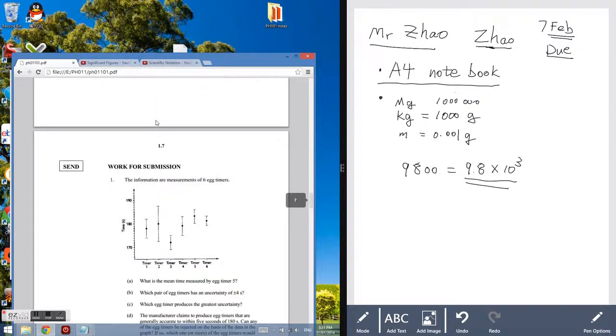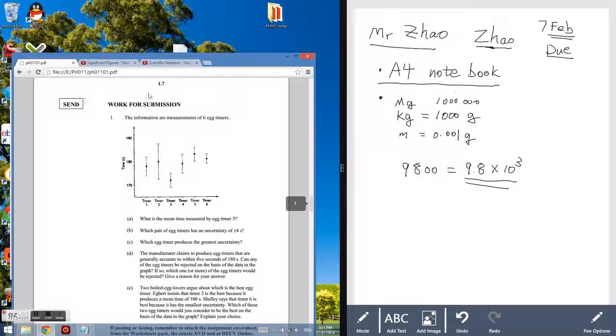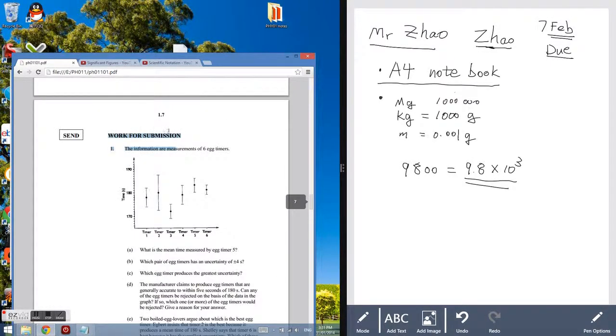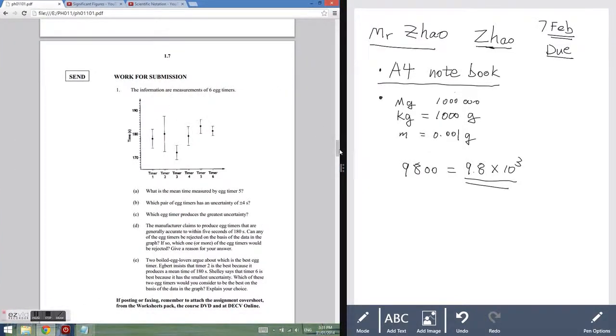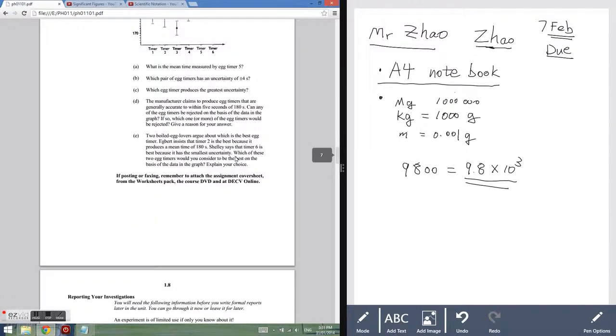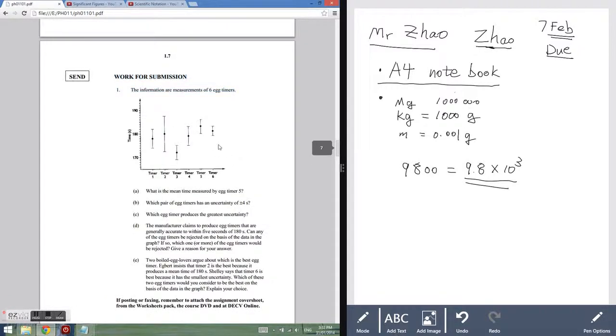If you go down to your notes, page 1.7, here is the work you have to submit this week. The work is quite similar. It's basically a revision of your previous knowledge. The idea is we have 6 egg timers.